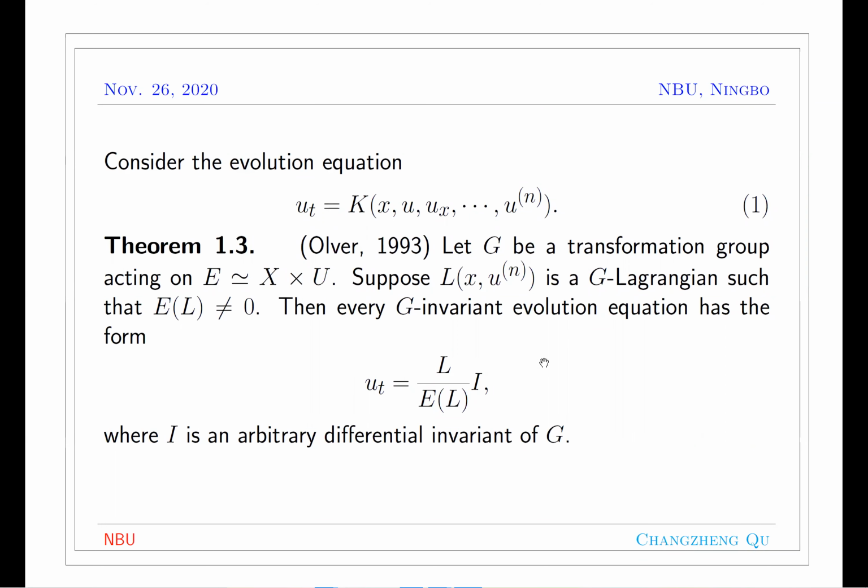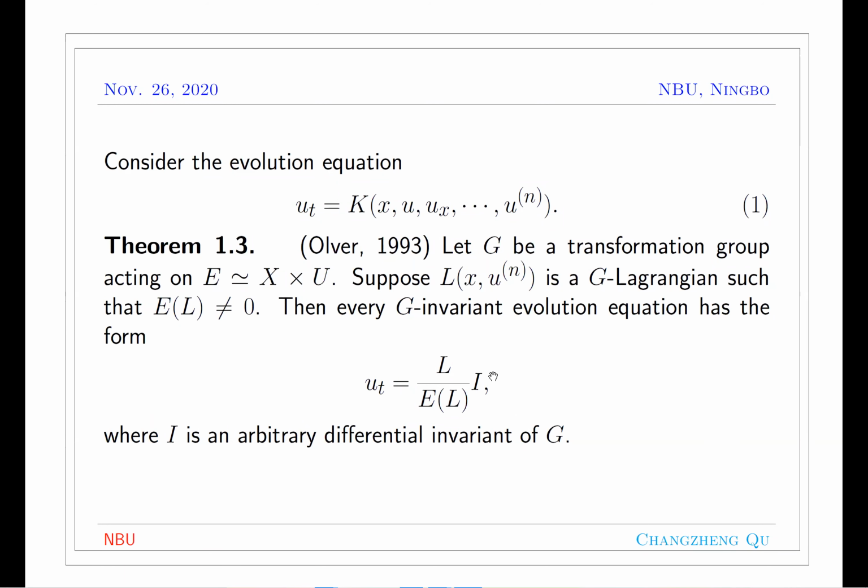In Peter Olver's book, there is a result: if G is a transformation group acting on the product space, and if there is a G-invariant Lagrangian such that the Lagrange operator is not zero, then every G-invariant evolution equation has this form. Here L is a Lagrangian, EL is the Euler-Lagrange form, and I is any differential invariant of the Lie group.